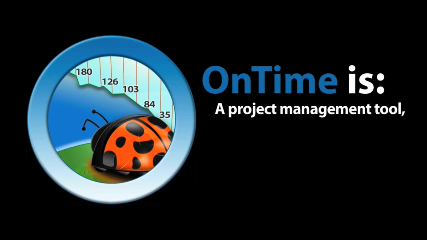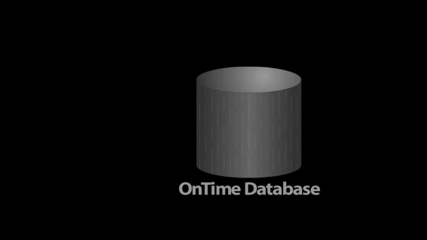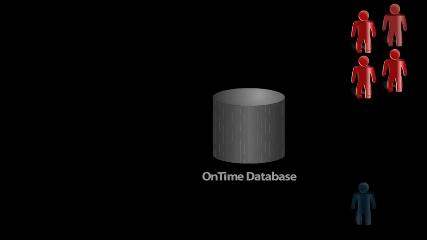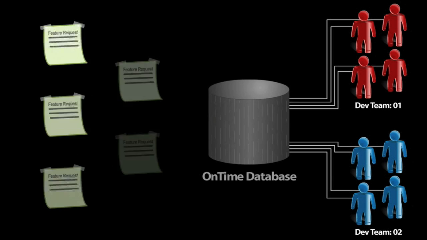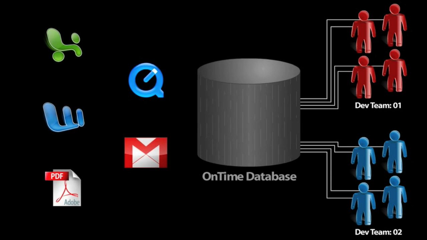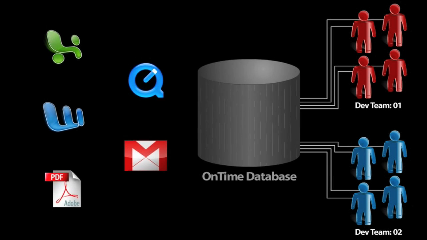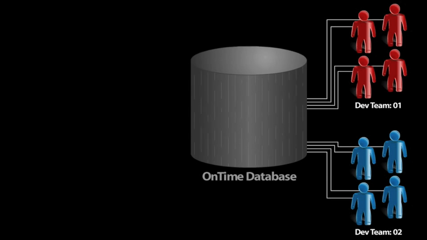OnTime is a project management tool designed to help software development teams ship software on time. Essentially, OnTime keeps track of the stuff that dev teams need to get done, and it makes that database available to the whole team. Things like bugs, feature requests, customer support incidents, and even documents that relate to the project can all be stored and shared in the OnTime system. So let's take a look at the product and see how it all works.